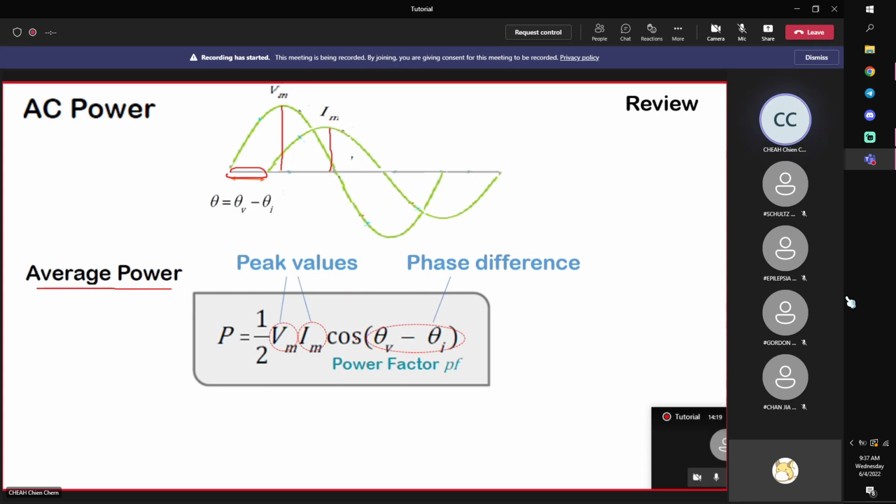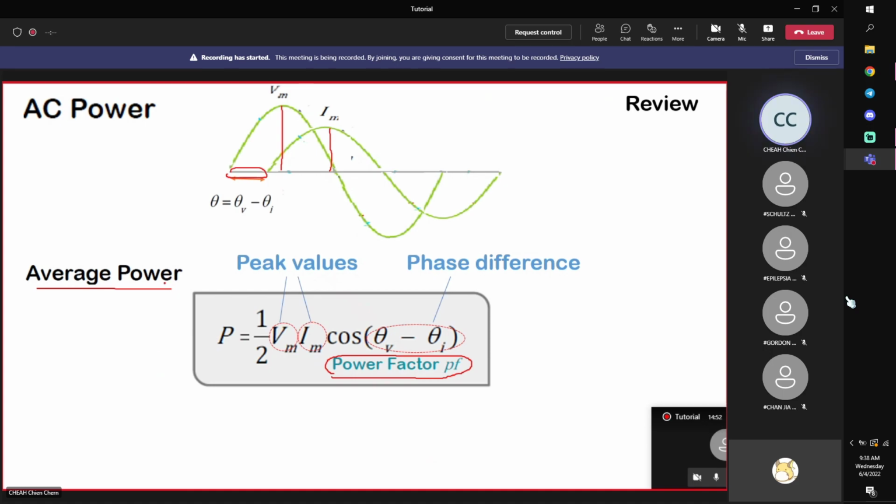Now, the cosine of the phase angle plays an important role in power engineering. It is called the power factor. It's just a name given to this cosine theta. Theta is the phase difference, because this power factor will be used in certain corrections. We call them power factor corrections, to design capacitors so as to achieve some optimal performance. This we will discuss in the next tutorial.